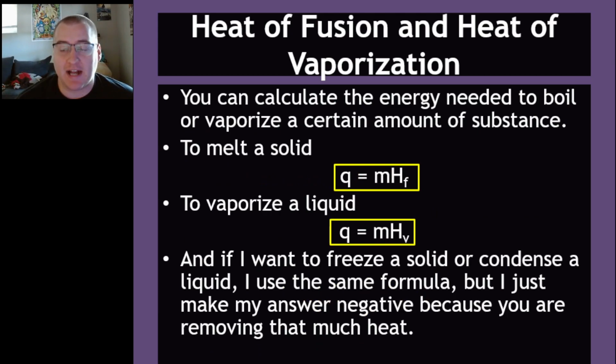Now, we can calculate the exact amount of heat needed using these two formulas. To melt a solid uses the heat of fusion: Q, the heat, equals mass times the heat of fusion. So whatever mass you have, 100 grams or 1,000 grams, you plug that in for mass, times that constant, and that's how much heat you need. To vaporize a liquid, same thing, but you use the other constant, the heat of vaporization. Also, if I want to freeze or condense something, those two things remove heat. I use the same formula, but I put a negative sign on there because I'm removing that much heat.